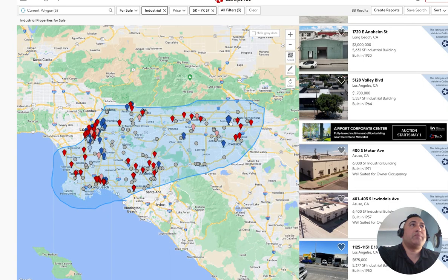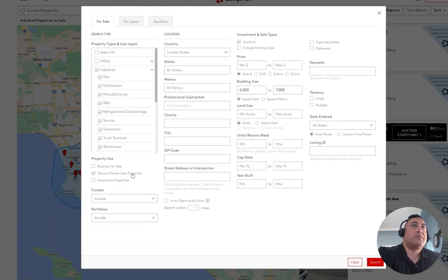So essentially, I circled the area that I'm looking in, and I hit for sale industrial properties between 5 to 7,000 square feet, right? So that was the first thing. And then I was very clear in my parameters of vacant and owner user properties. So essentially what that means is I'm not looking for a property that's currently occupied by a tenant and that comes attached with the sale of the property.